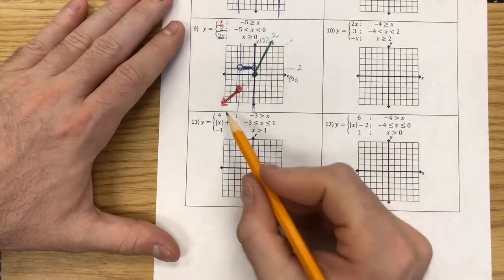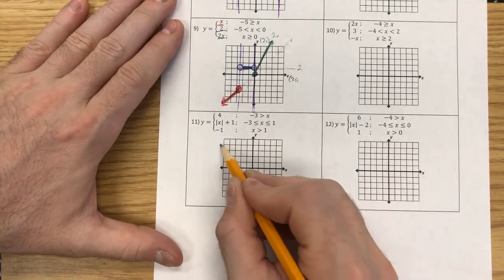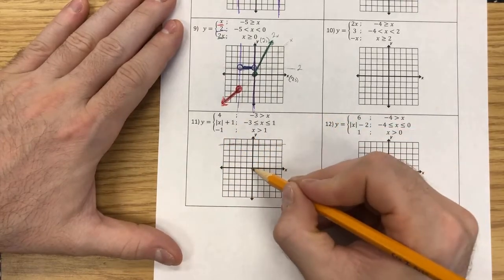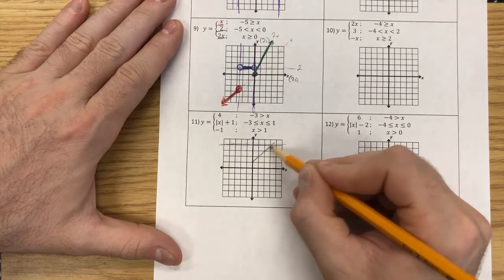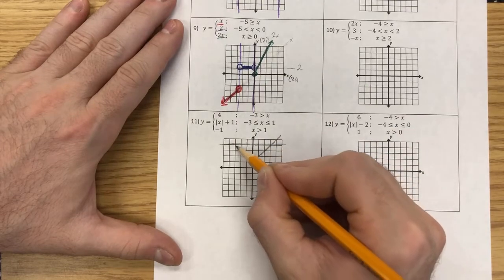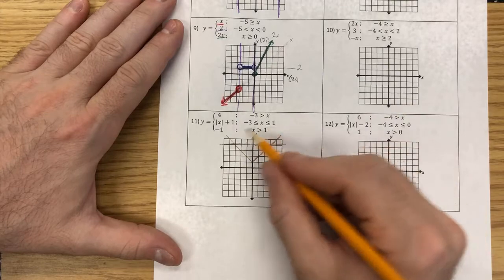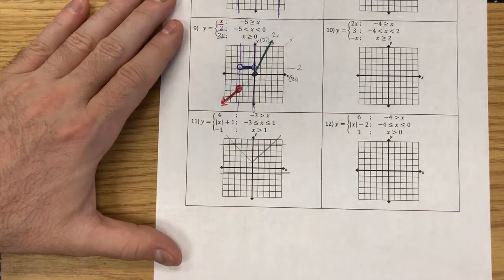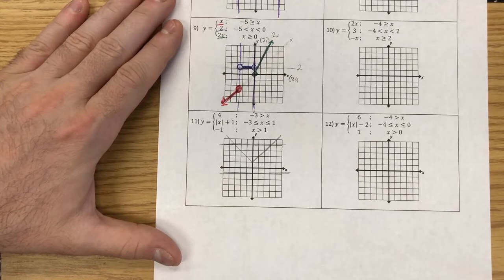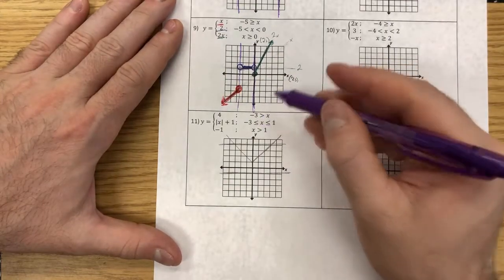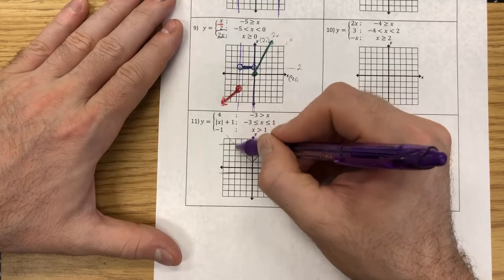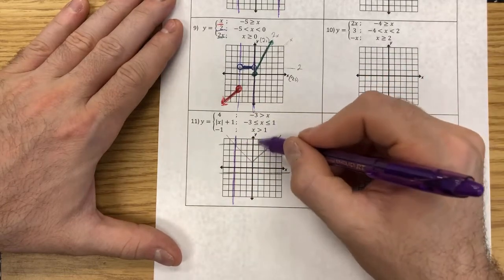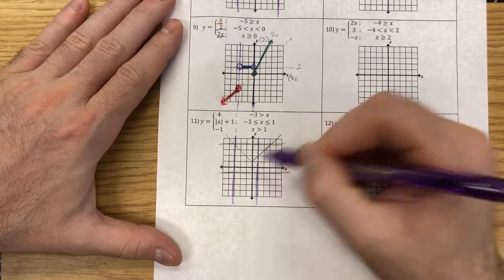Last one. Y equals 4 is going to be a horizontal line. X plus 1, that's going to be a V that has shifted up by 1. Boom. Got that. And then -1, that's another horizontal line. Awesome. So I'm going to find my boundaries at -3. So 1, 2, 3. I have a boundary right here. And then again at 1, I have a boundary right here.